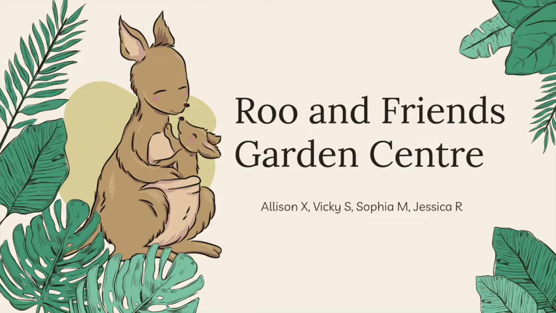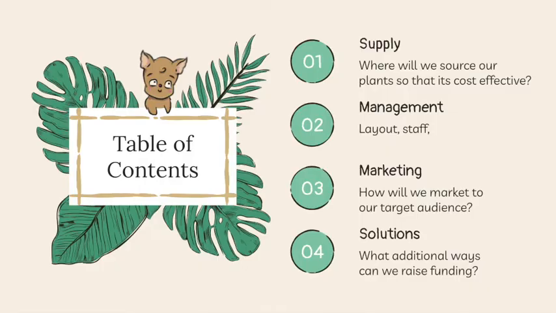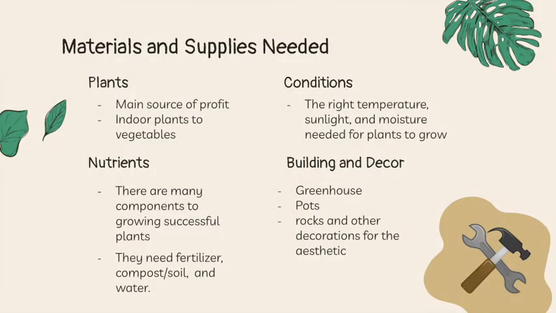Ruin Friends Garden Center. To run this garden center, we have to address the materials and supplies needed. First, we'll need a wide variety of different plants to sell as our main source of profit. This means that we will have to purchase seeds, plugs, and other plants from suppliers.